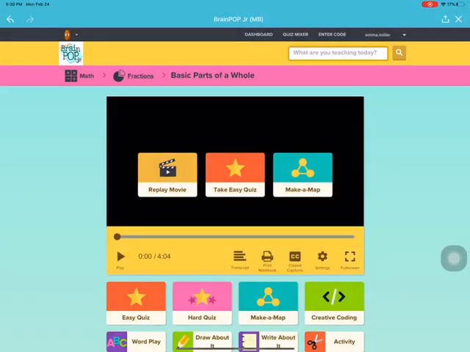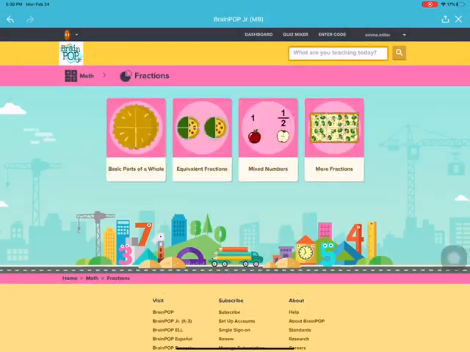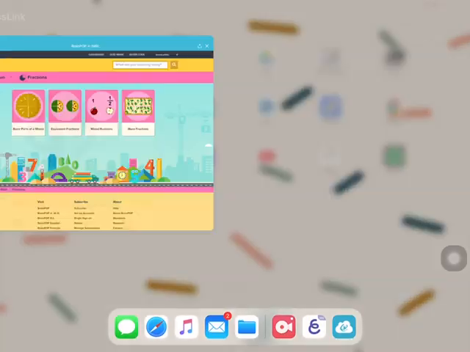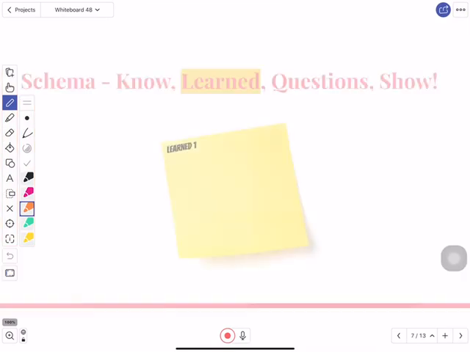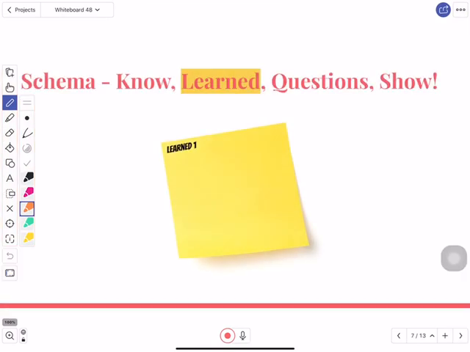All right. So we use fractions all the time in everyday life. What I would like for you to do right now is write something you learned from that Annie and Moby video and go and stick it on the learned poster.